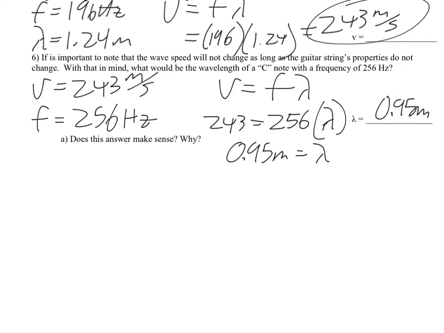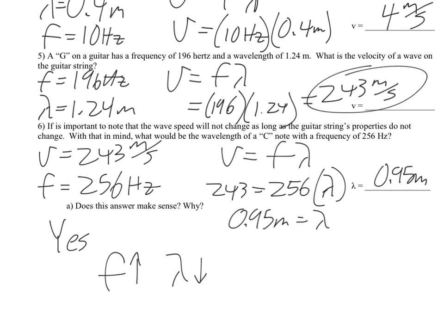So the question is, does this make sense and why? And it does make sense, yes, because we just noticed when the frequency went up, the wavelength went down. What do I mean by that? Notice how for the first one, the frequency was 196 and the wavelength was 1.24. In the second one, the frequency was 256, so the frequency got bigger by 60. Therefore, the wavelength has to get smaller. So it has to be smaller than 1.24 meters, and it was 0.95 meters.